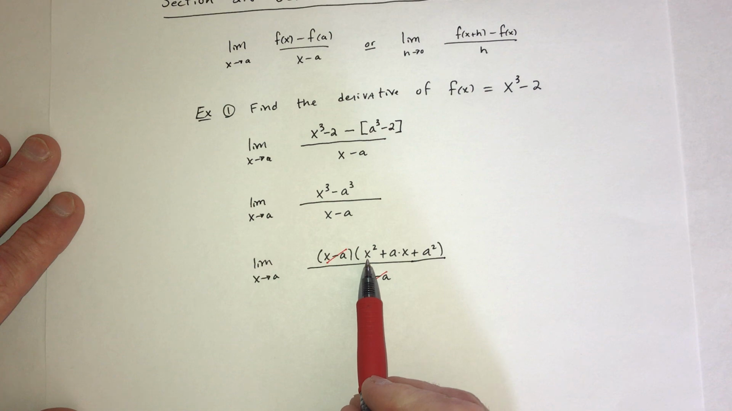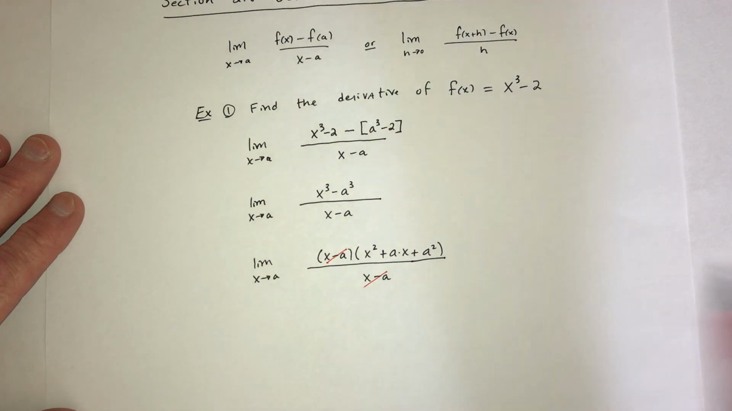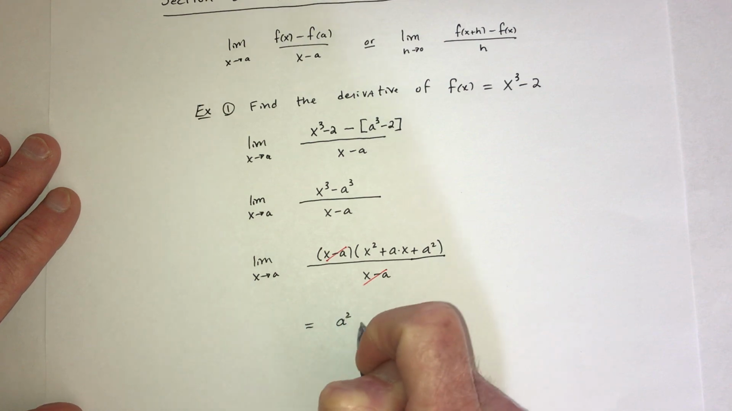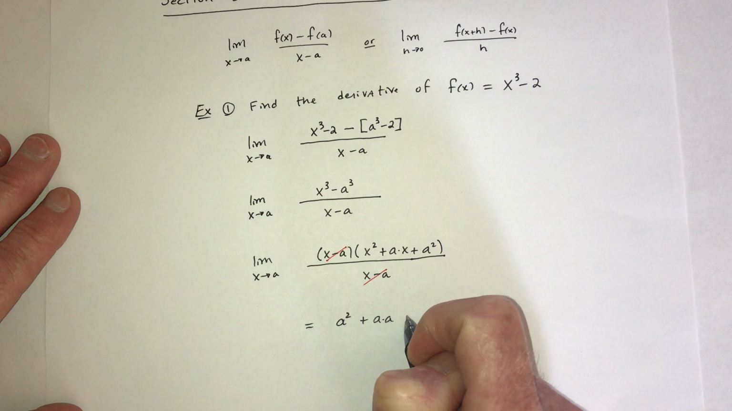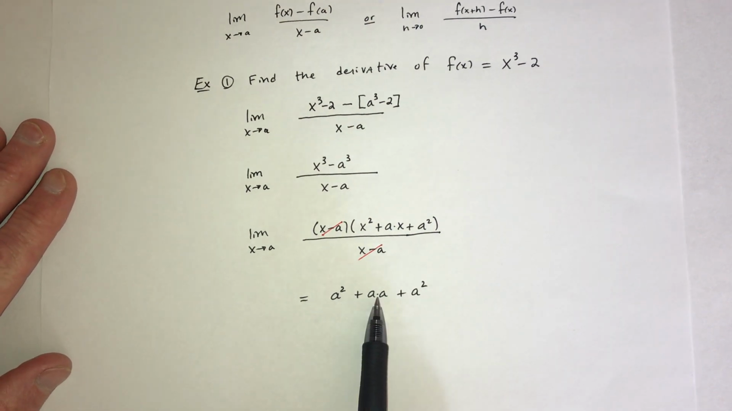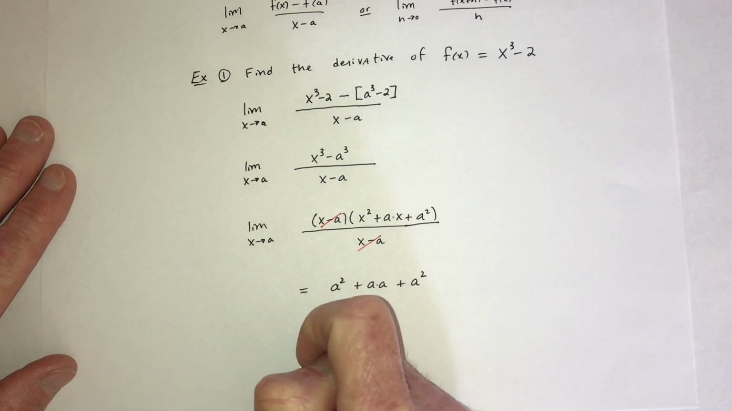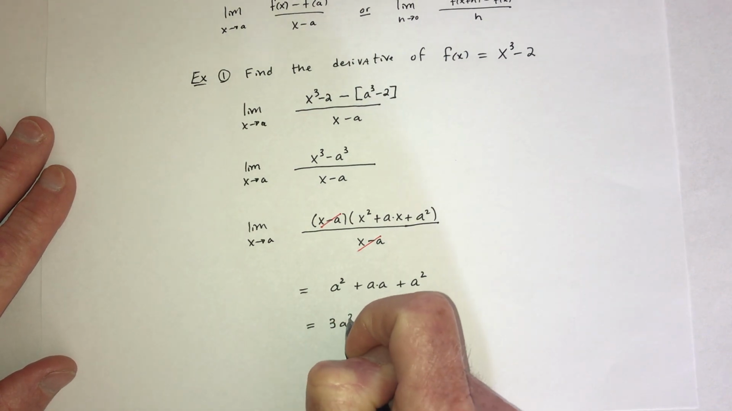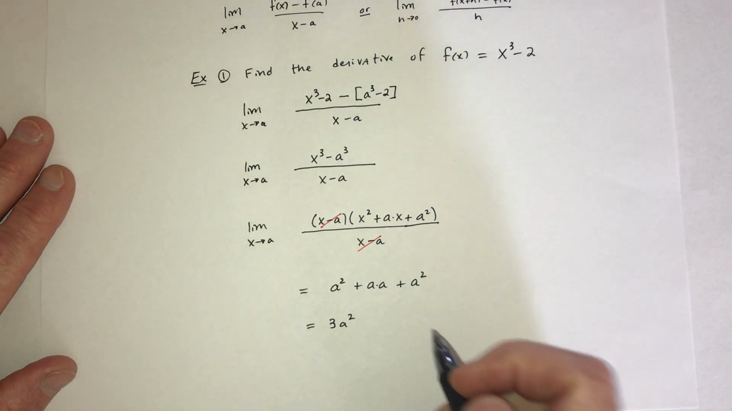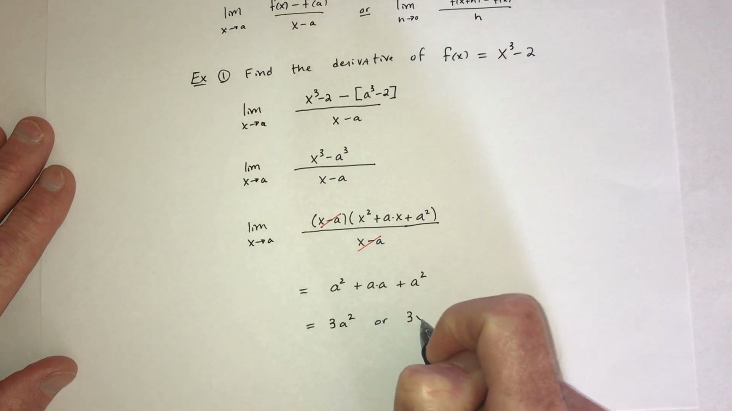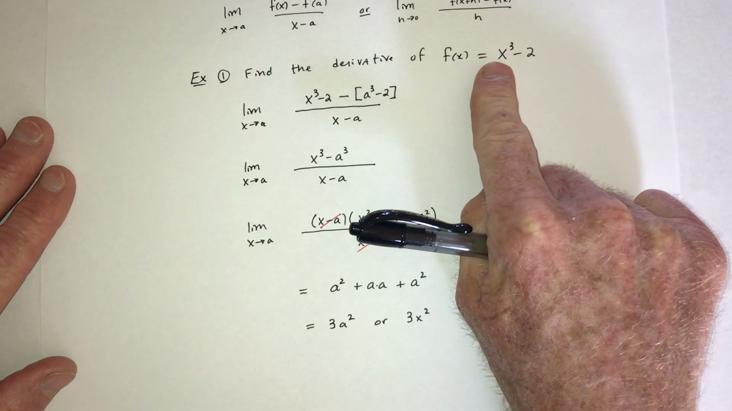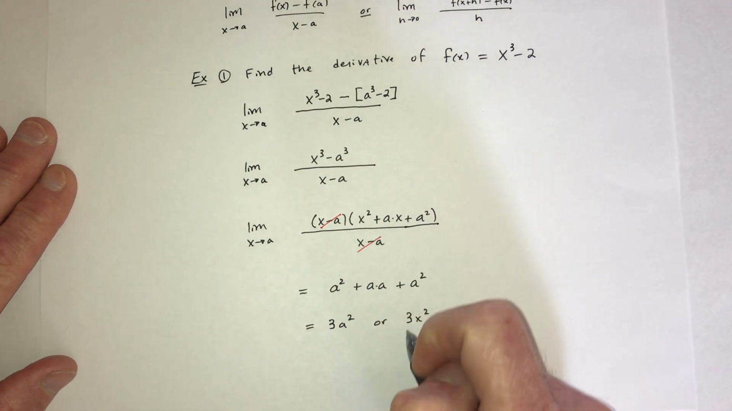And then all of these x's can become a's. So then it would be a squared plus a times a plus another a squared, which means that it's a squared plus another a squared plus another a squared. So that means there's 3a squared. Now because x has become an a, that means a has also become an x. So you could replace it and say it's 3x squared. And since the original function had an x, it's better to have the answer with an x.